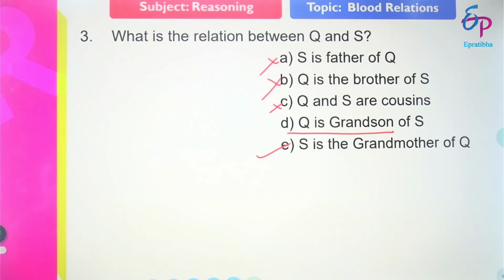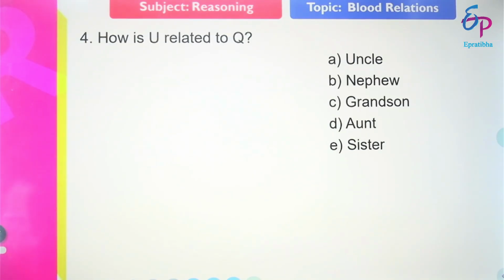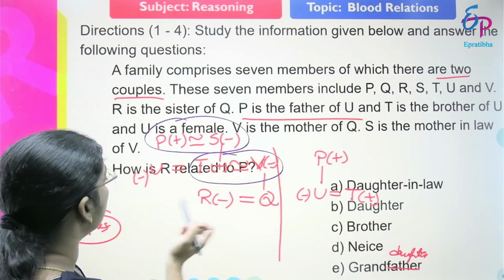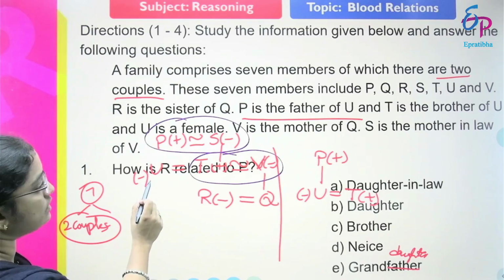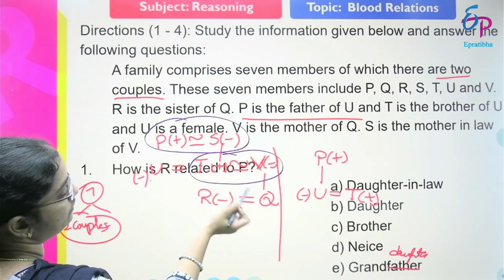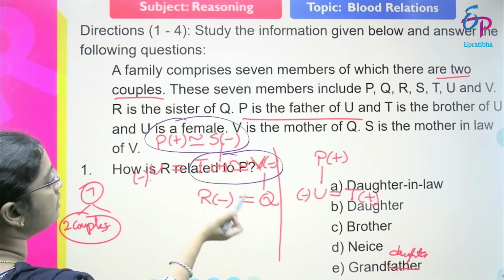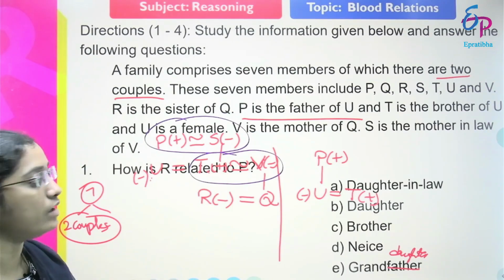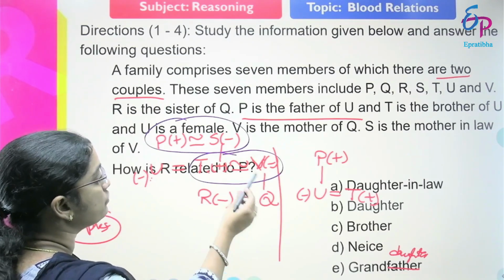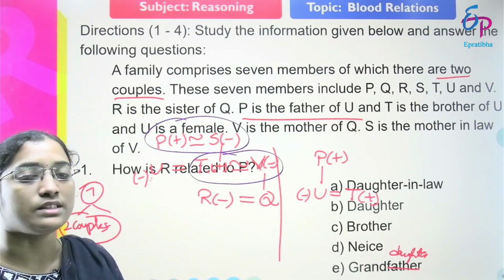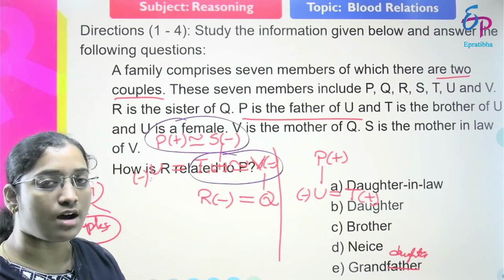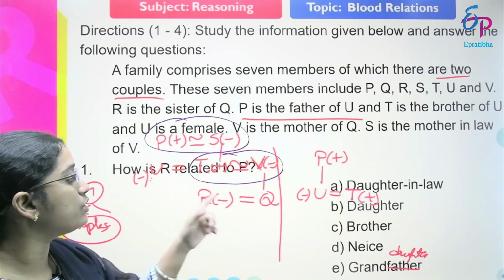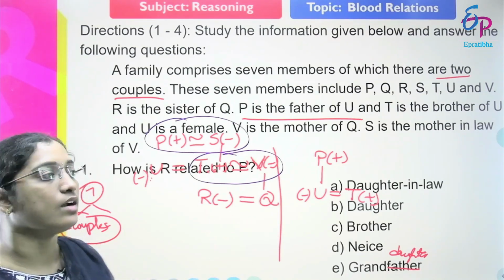Then move to the next question. How is U related to Q, friends? Here we already have that T is the father of Q, right? So U is Q's father's sister. A father's or mother's sister is an aunt, friends. A father's or mother's brother is an uncle. That means U is the aunt of Q.